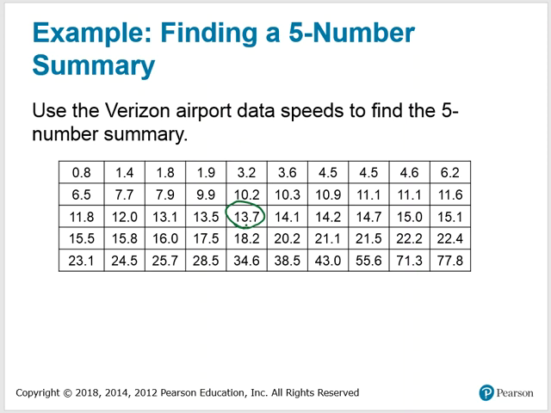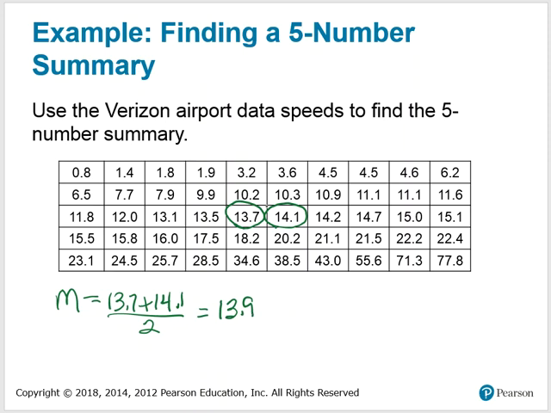Now, is that really the number? So if I think about it, I have 24 numbers that way. It's an even group. So if I think back to the median, if I have an even number of numbers, I'm going to have 2 in the middle. So I do. I have 13.7 and 14.1. So our median is going to be those two numbers added up and divided by 2. And I'm going to get 13.9.